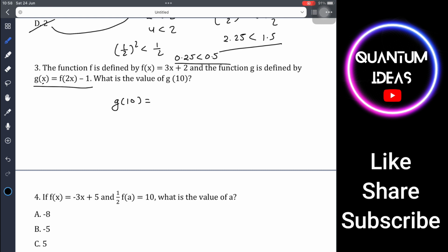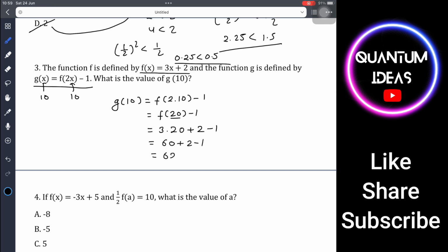If x is 10 here, you have to plug in 10 here also, right? So g of 10 is f of 2 into 10 minus 1. It is f of 20 minus 1. Also look here, f of x is 3x plus 2, so 3 into 20 plus 2 minus 1. This is 60 plus 2 minus 1, this is 62 minus 1 is 61, so 61 is your answer.